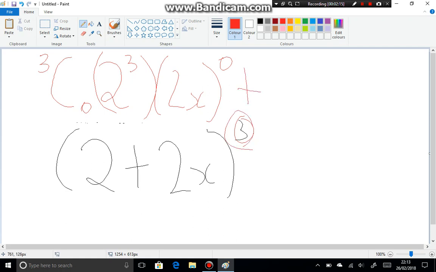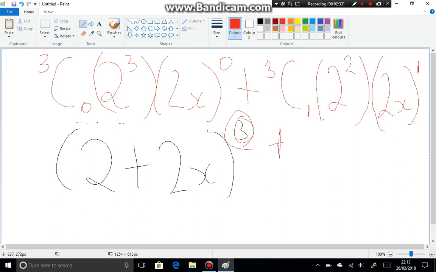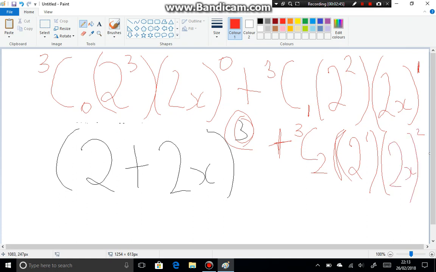So then the next term would be 3 choose 1, and then it would be 2 squared, because you reduce 1 from the power, if you recall from the video that I made yesterday, and then it's 2x to the 1. And on top of that you want to add 3 choose 2, times 2 to the 1, times 2x to the 2. Again, 2 plus 1 is 3, 1 plus 2 is 3, so again it's to the powers of the nth value. And now for our last term, it's 3 choose 3, and then in brackets we have 2 to the 0 and 2x to the 3.